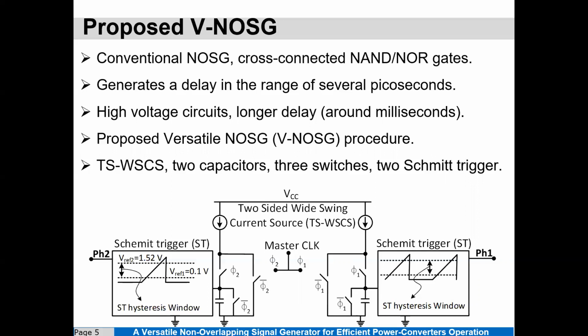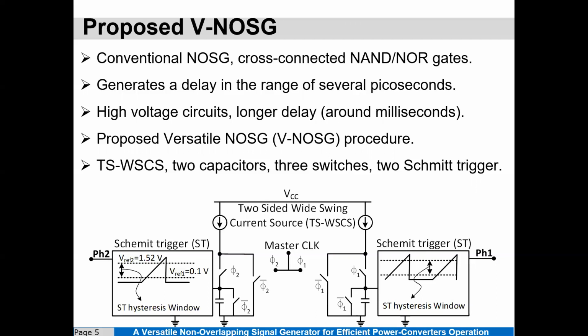As a solution, a versatile non-overlapping signal generator, illustrated in the figure, is proposed. In this approach, a two-sided wide-swing current source is used to charge linearly two capacitors, one on each side. Also, three switches on each side are employed to control the charging and discharging process. Finally, two Schmitt triggers with a defined comparing hysteresis window in the right and left branch restrict the value of the generated delay between the phases.